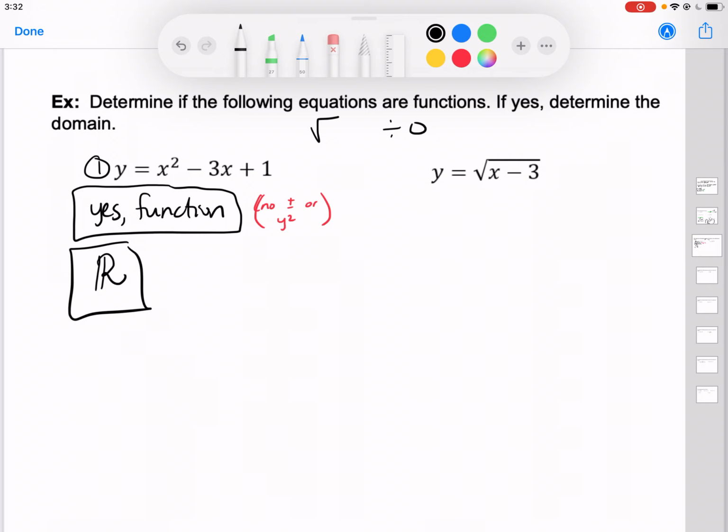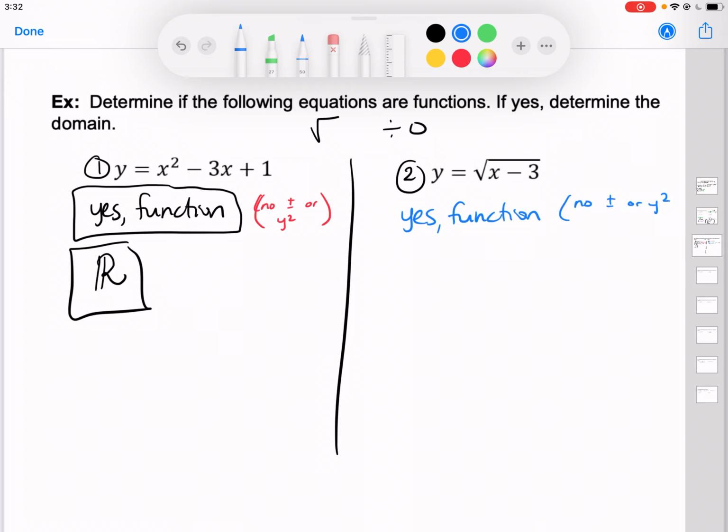So if we look at the second example, number 2, once again, we got to determine, is it actually a function? Once again, we would say yes, it's a function because there's no plus or minus or y squared, right? You don't have to put the reasoning behind it. In fact, on this one, the reason it's all real numbers is because there's no square root or division. Now, this second one, we have a square root.